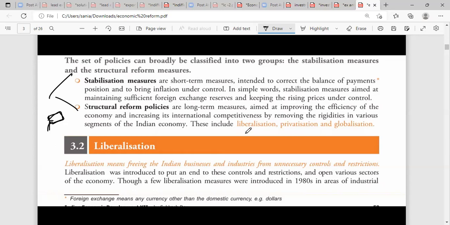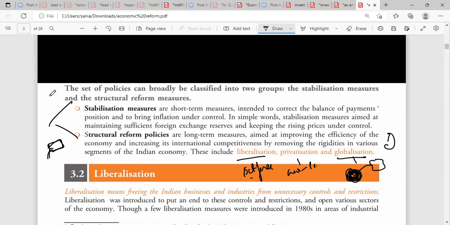So now liberalization is basically setting them free. Liberal means set free. And privatization is basically, instead of government control, giving control to the private sector. And globalization means you are not going to work only inside the economy, inside India only. You are going to deal with other countries as well, that is global, all over the world. Clear?